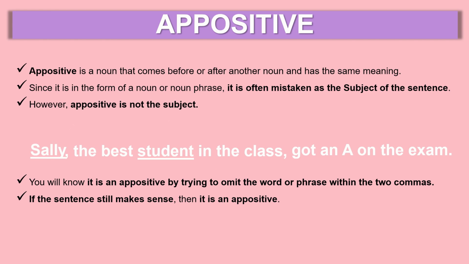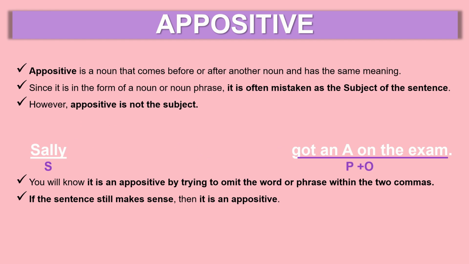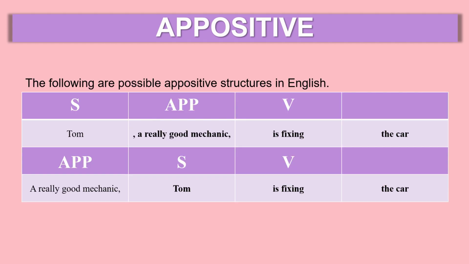Look. Sally got an A on the exam. Sally is the subject and got an A on the exam becomes the predicate and the object. You see, without the noun phrase in the comma, the sentence still makes sense. Therefore, the phrase within the comma is the appositive. That's how you check whether the noun phrase within the comma is the appositive.